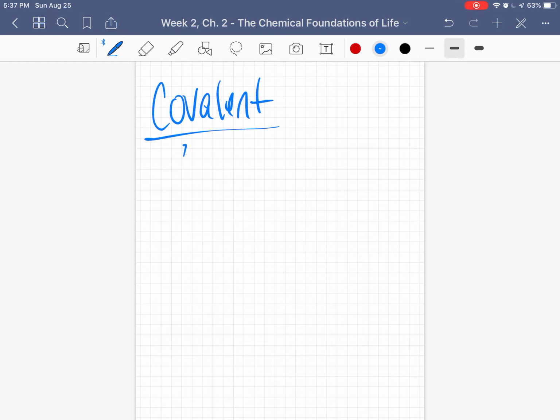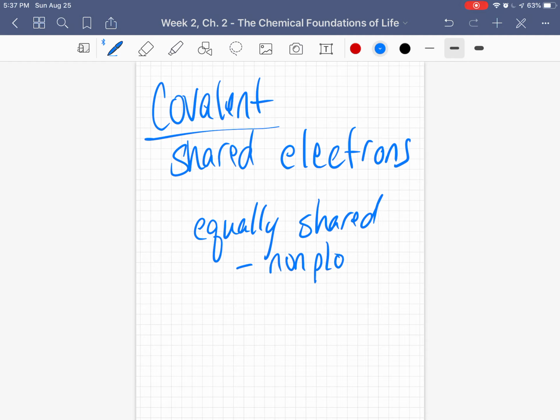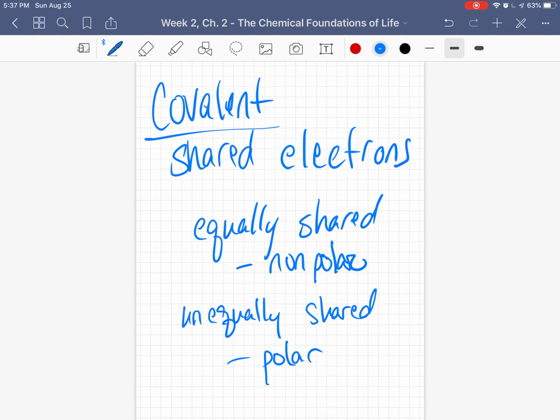Covalent, shared electrons. If they're equally shared, they are nonpolar. Oops, not polar, nonpolar. If they are unequally shared, they are polar. So in a nutshell, covalent bonding.